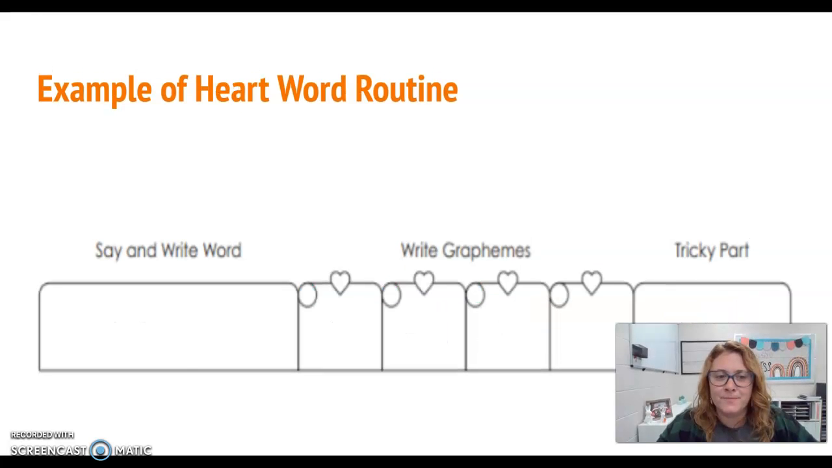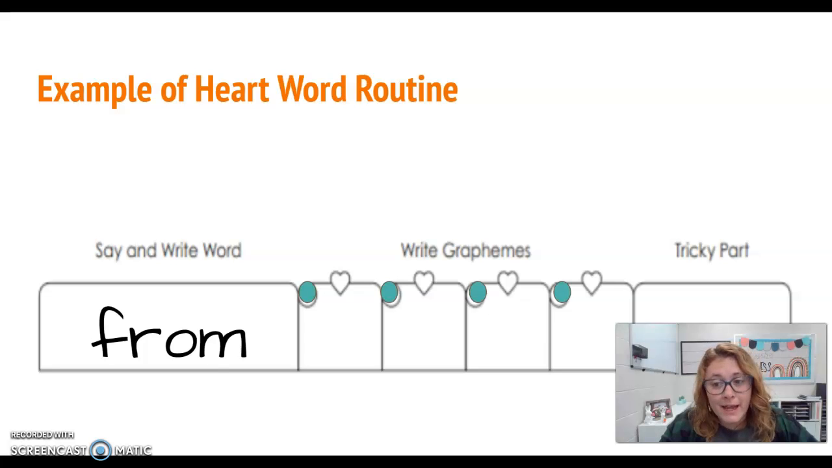Let's try another one. Our next word is from. Everybody say from. Let's finger stretch the sounds. This word has 4 sounds, so I'm going to color in 4 boxes.